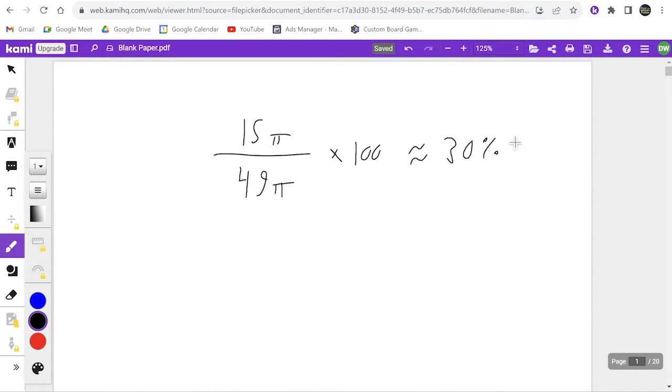Wait, repeat again. I didn't hear you. Yeah, absolutely. So I take this 15 pi. Where did I get that number from? It was 64 pi minus 49 pi. So it's the difference over the total. And I chose the smaller number. Why? Because I want to see how much more it is than the 49 pi. If I wanted to see how much less it is, I would have chosen the bigger number in the denominator. But I want to see how much more pizza it is, so I choose the smaller number as the denominator. And I'll get 30% more pizza, which is significantly more pizza.